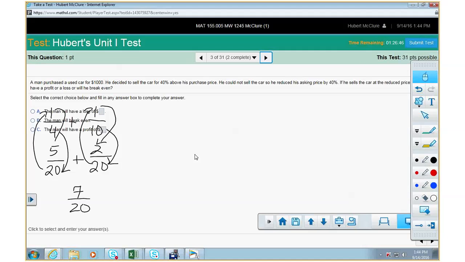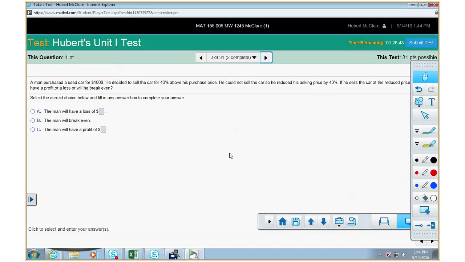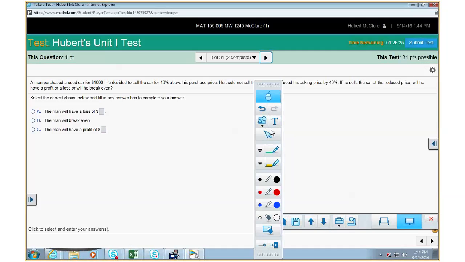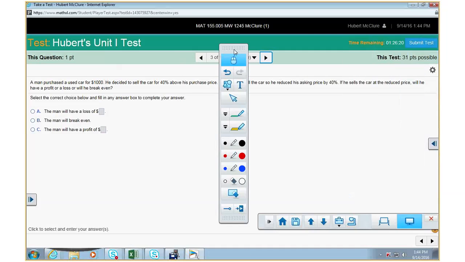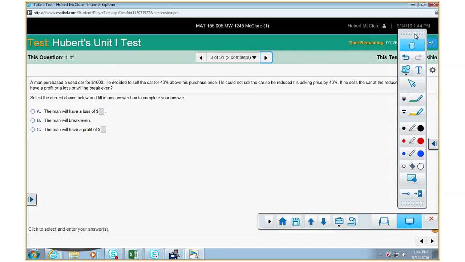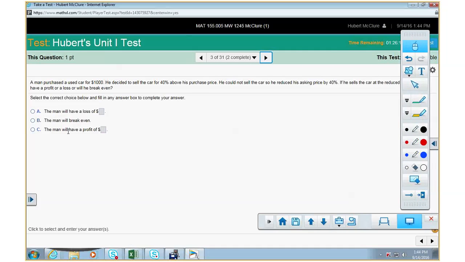What the heck does this say? Hold on. A man purchased a used car for $1,000. He decided to sell it for 40% above the purchase price. He could not sell the car, so he reduced his asking price by 40%. If he sells the car at the reduced price, will he have a profit or a loss? Or will he break even? You would be so surprised how many people hit, he's going to break even. No, that's not the answer. So do it.